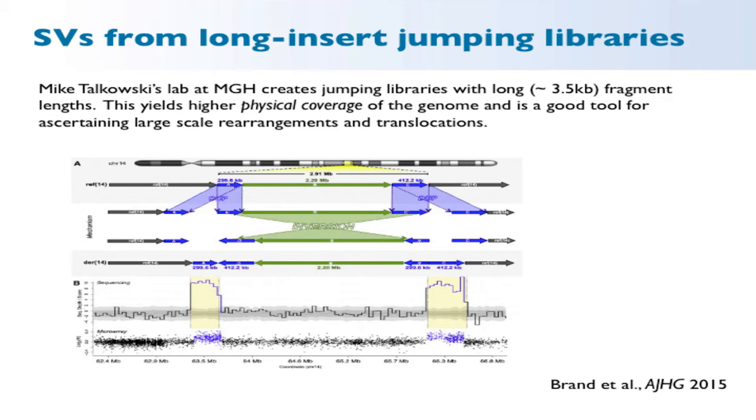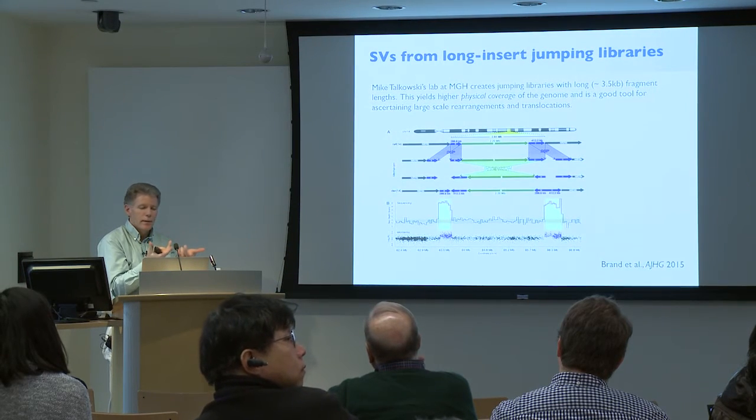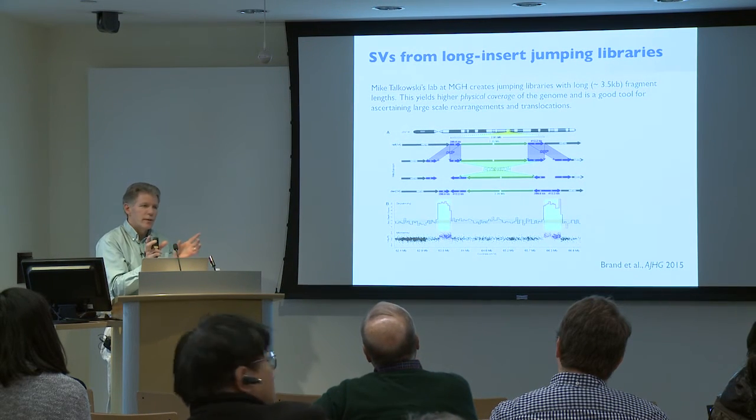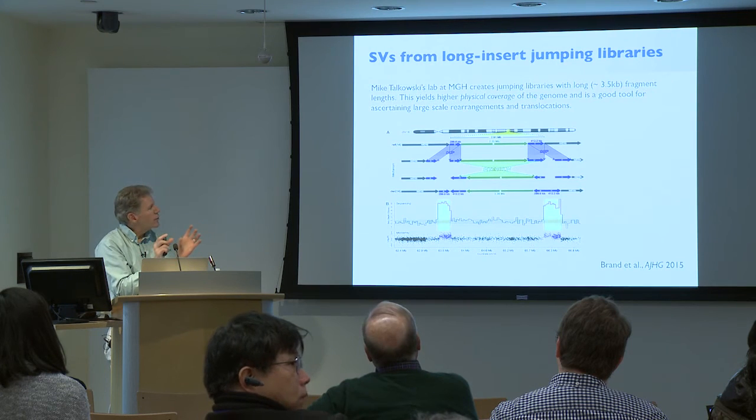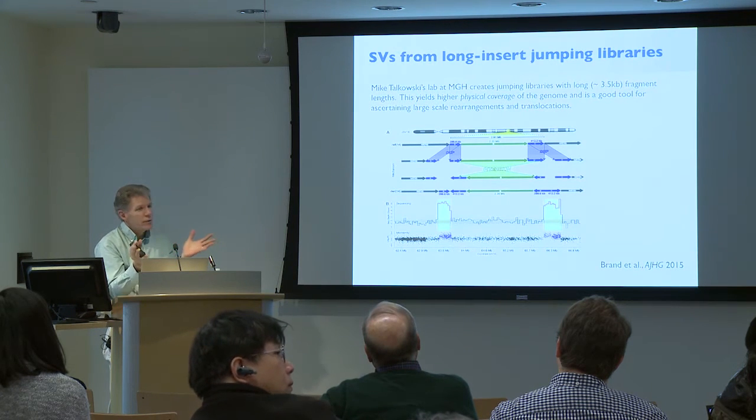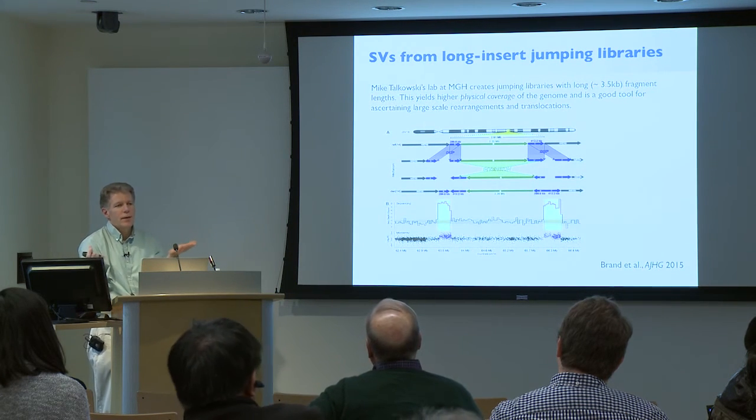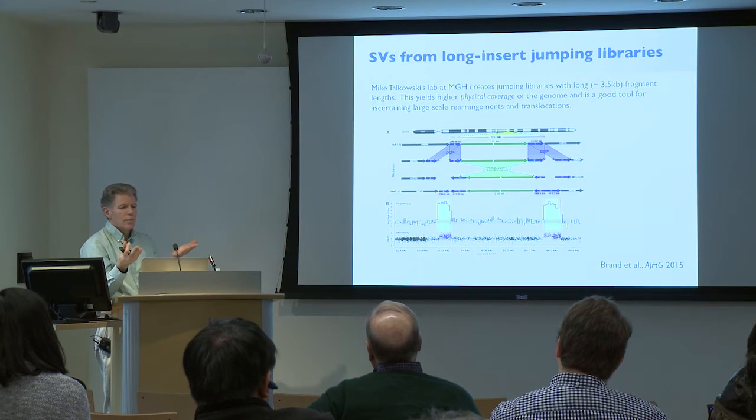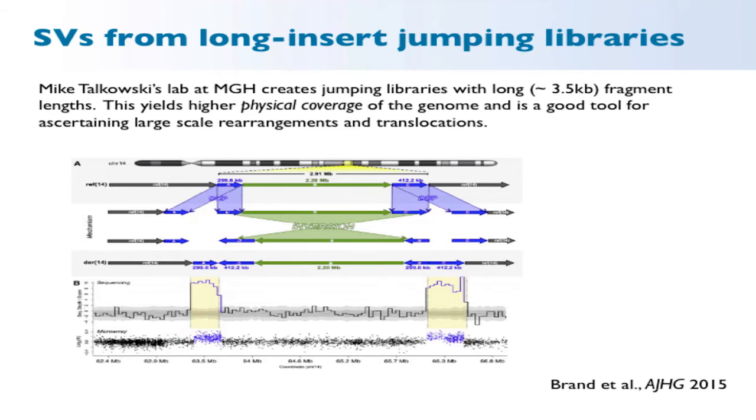So some other forms of complexity have emerged from looking at some other technologies for interrogating the genome. Mike Talkowski's lab at MGH has done a lot of great work focusing on these jumping libraries. So unlike your normal Illumina sequencing, where you maybe have a 400 base pair fragment length, where then you're sequencing the 2 ends, Mike has specialized in making these libraries, which are more difficult to make, but they have typically a 3.5 kilobase insert size or fragment length.